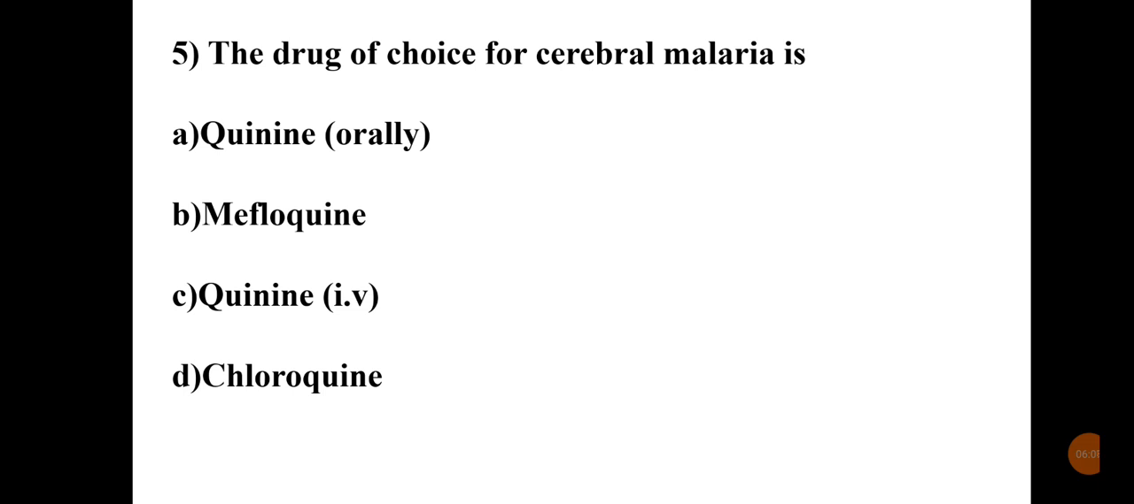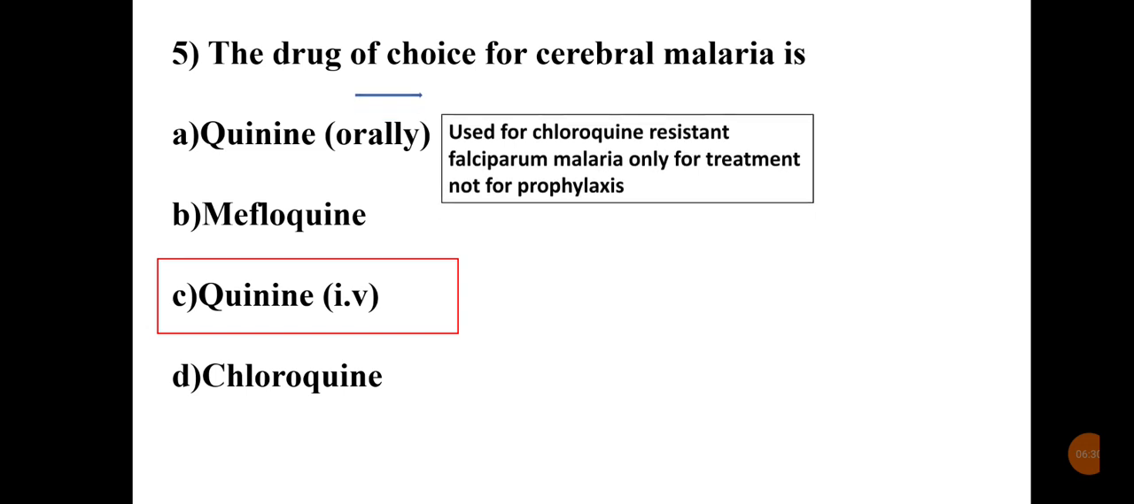So what are the options? That is the quinine orally, then mefloquine, then again quinine, but that is the IV route, and then chloroquine. So there are the four options, but what is the answer? We are using the quinine, but what is the route of administration? That is the IV route. Because quinine orally is not the drug of choice for the cerebral malaria.